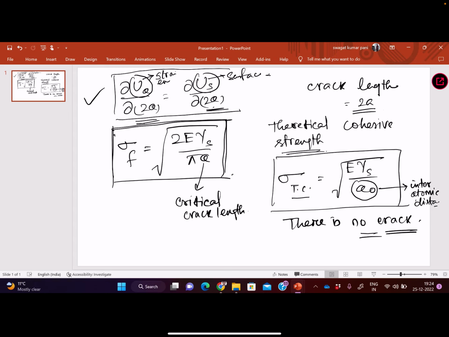And one is theoretical cohesive strength, that is when sigma equals root of E gamma by a0. This a0 is your interatomic distance, this gamma is your surface energy, and E is the elastic modulus. This is when there is no crack. What is the theoretical strength you require to rupture the material without any defects?